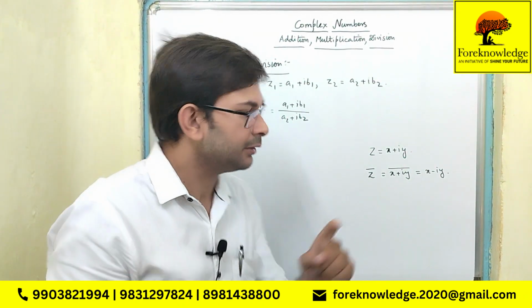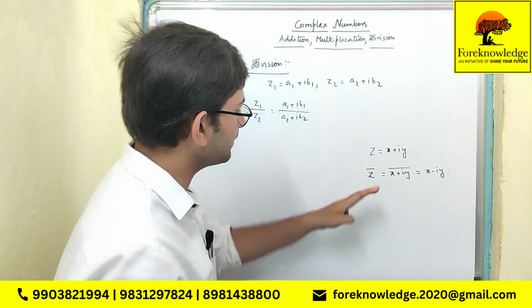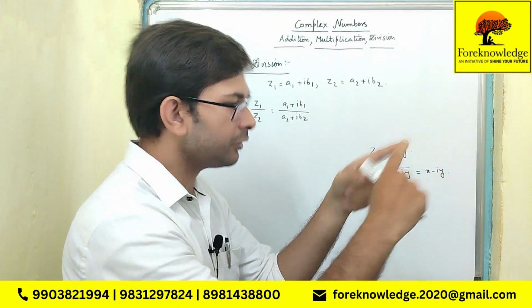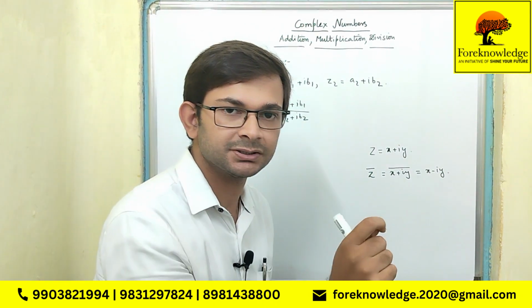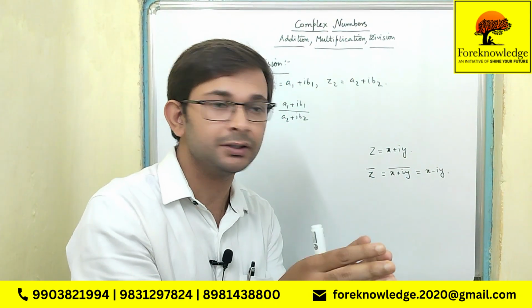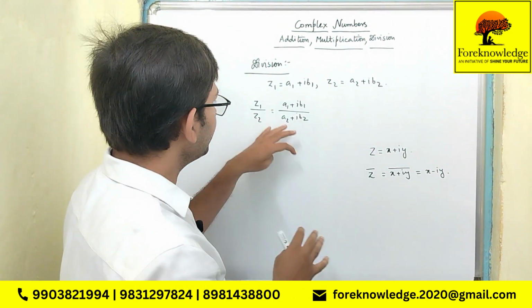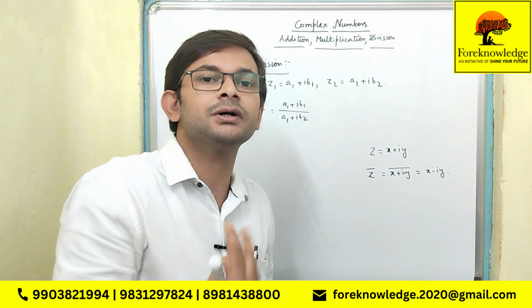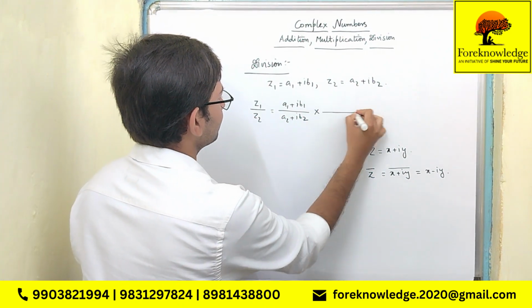Basically, the conjugate serves the purpose that if we multiply a complex number by its conjugate, then the product will be a real number. So that's why we are going to convert the denominator into a real number, and that's why we are multiplying by the conjugate of the denominator.